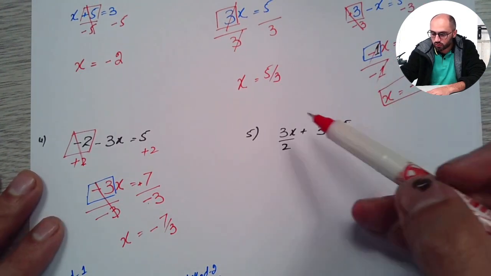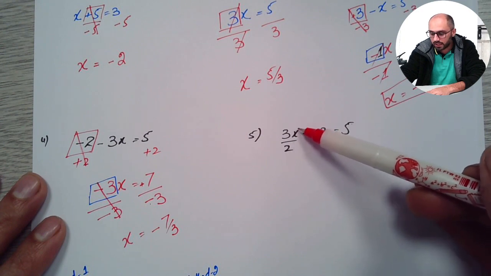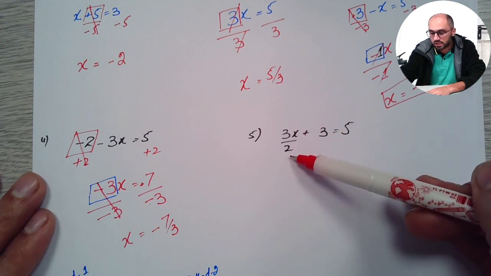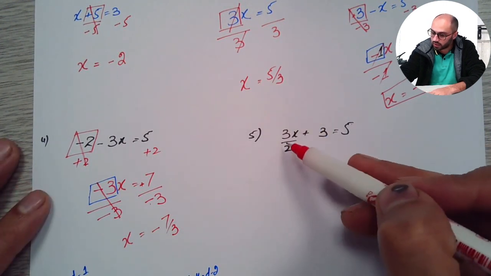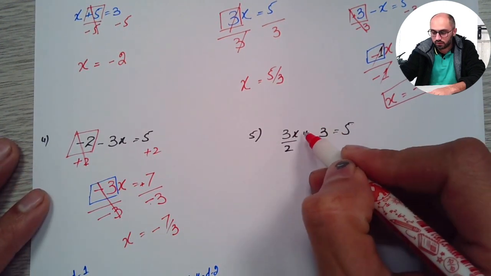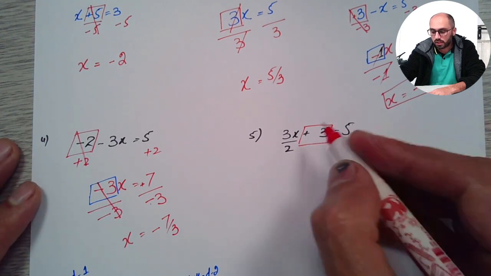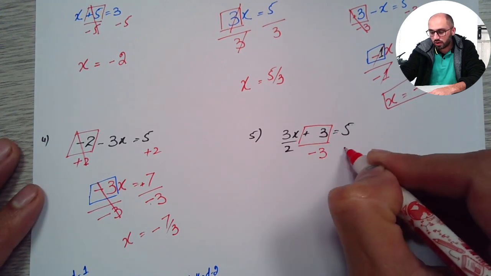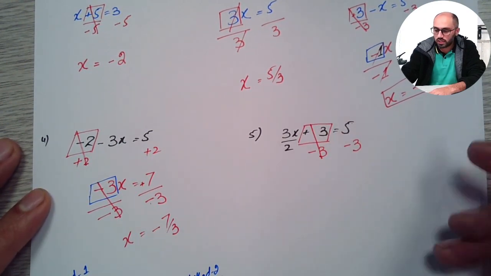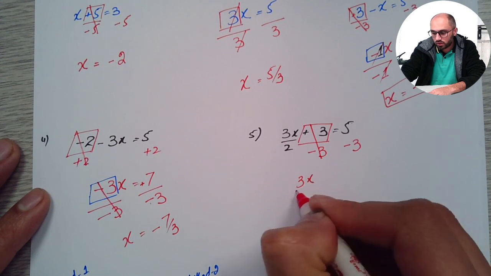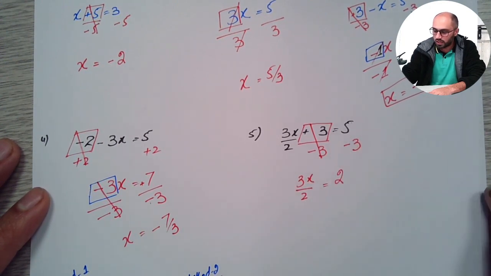Let's quickly consider type 5. It is similar to question 4, but the only difference here is the term that contains x has a fraction instead of a whole number. So the method will still remain the same. You can't do anything to 3 over 2. The first thing that we'll need to do is get rid of this plus 3. How do I get rid of this plus 3? I can do minus 3 on both sides. Once you have done that, these two will cancel out. You're now left with 3x over 2 equals 5 take away 3 is 2.